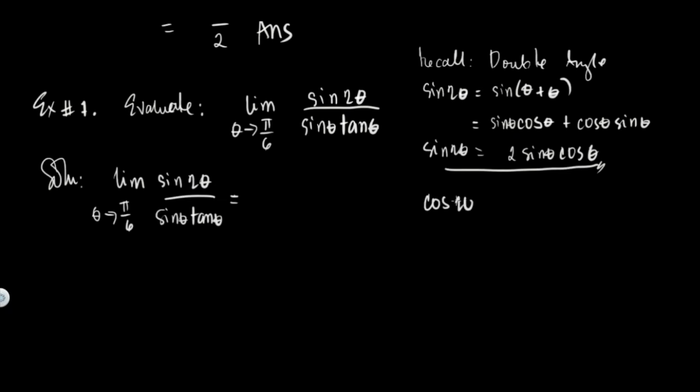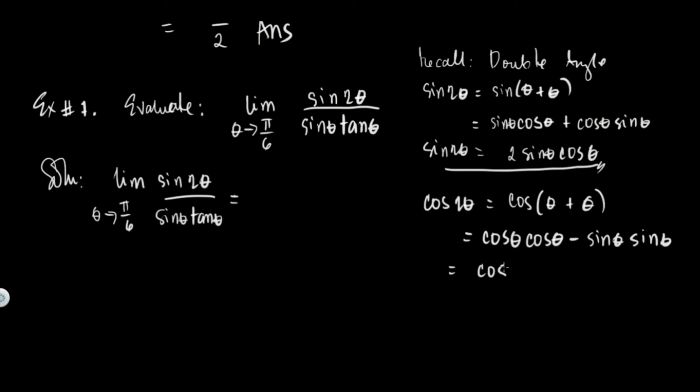How about the cosine 2 theta? Parehas lang. Ganun din gawin mo. Use your sum of two angles. So, cosine of theta plus theta. Ano nga yun? Cos cos minus sin sin. Okay? So, here we have cosine theta cosine theta minus sine theta sine theta, and this is equal to cosine square theta minus sine square theta. Okay? Now, pwede na rin yang gamitin.